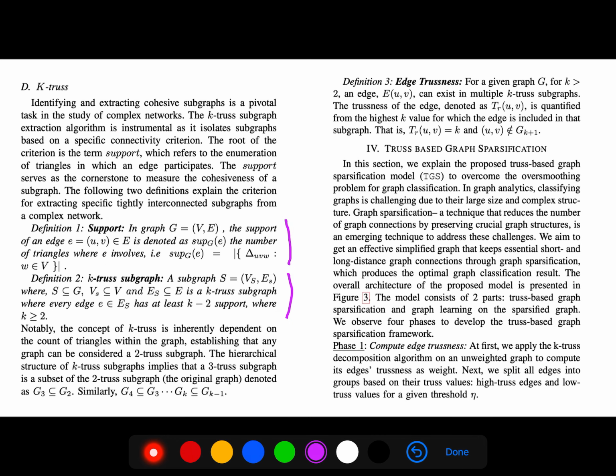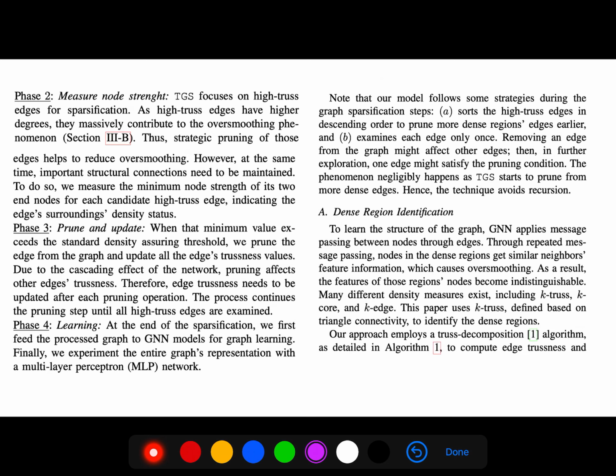So in phase 1, we compute edge trussness. We apply K-truss decomposition to compute its edges' trussness as weights. Next, we split all edges into groups based on their truss values: high truss edges and low truss edges for a given threshold eta. Then we measure node strength. It focuses on high truss edges for sparsification, as high truss edges have higher degrees, so they massively contribute to the oversmoothing phenomenon.